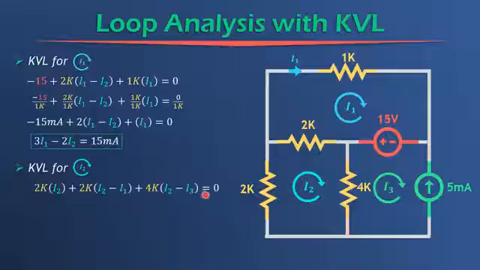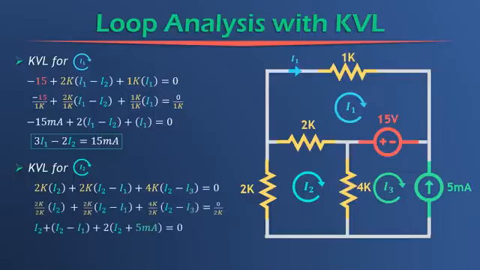So we set our equation equal to 0, and let's do a similar process to what we did in I1. What are we going to do? Find the greatest common factor of all the resistances, which in this case is 2K, and divide everything by 2K. With a little more simplification, we land upon something like this. So how do we get this 5 milliamps? How did that sneak in there?